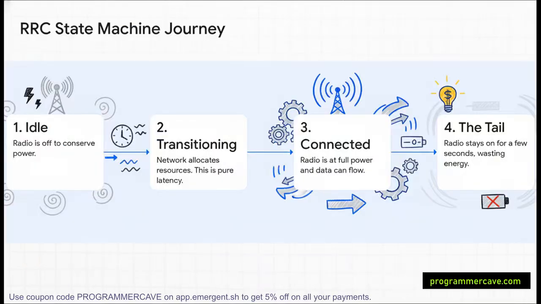Now, technically, this dimmer switch is called the Radio Resource Control, or RRC, state machine. And for every single data transfer, it goes on this little four-step journey. First, it starts in idle state. The radio's off, saving battery. Awesome. But then your app needs something, so it has to go into the transitioning state. This is where the network has to find and allocate resources for you. This step is pure, unavoidable delay. Only after that's done can you get to the connected state, where your data can finally flow. And then, and this is the kicker, after the transfer is done, it enters what's called the tail, where the radio just stays on at full power for a few more seconds, burning energy, just in case.